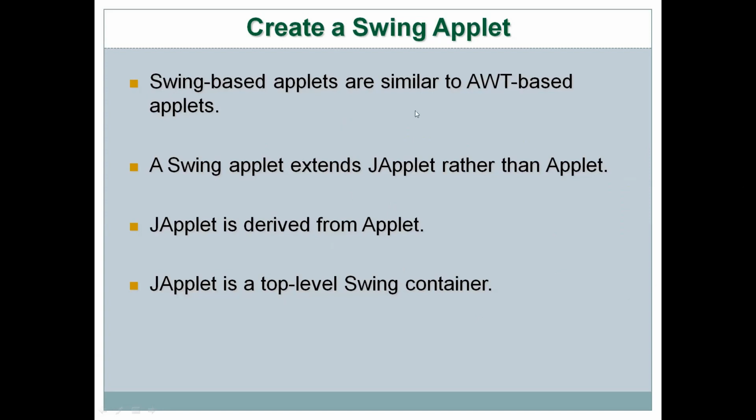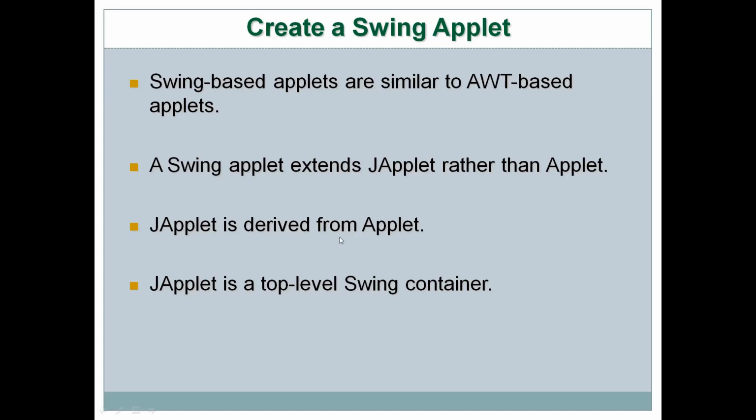Swing based applets are almost similar to AWT based applets. The life cycle of Swing based applets is the same as AWT based applets. A Swing applet extends JApplet rather than applet. In AWT, the class should extend applet, but in Swing, your class should extend a class called JApplet. Only we have to add a J at the beginning. So that will become a Swing applet.